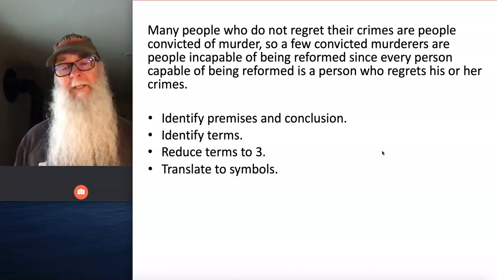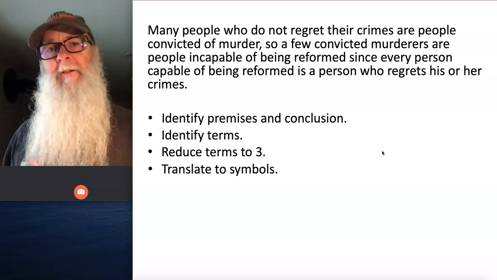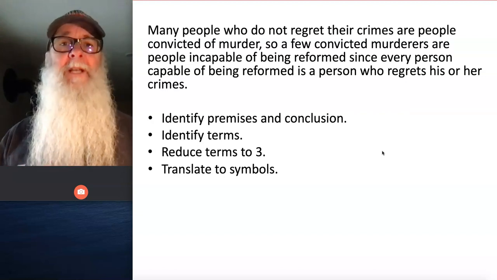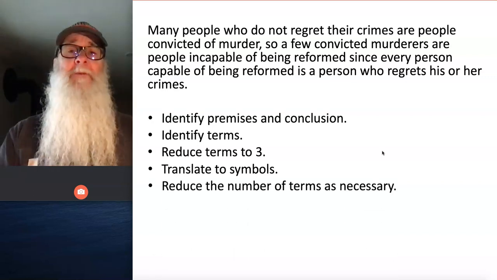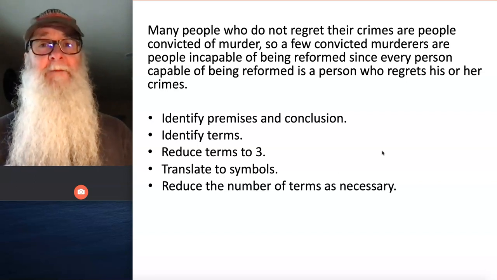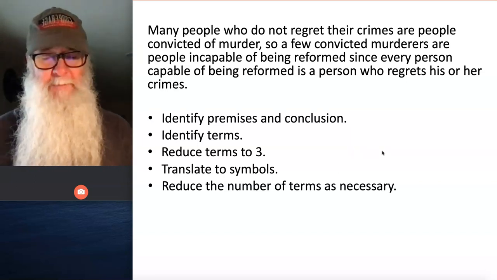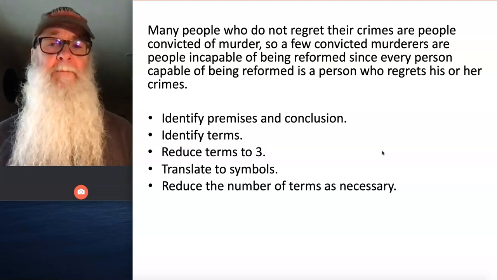So we're going to take each statement of the argument, our two premises and our conclusion. We're going to express them as standard form categorical statements using the letters that we've assigned to represent the terms of the argument. Then we're going to reduce down the number of terms of this argument using the operations of conversion, reversion, and contraposition to eliminate term complements that may appear in our symbolized argument.